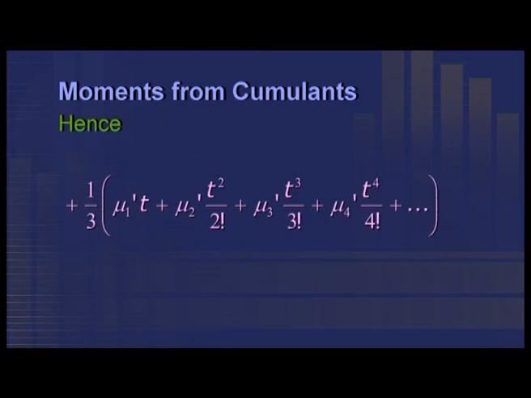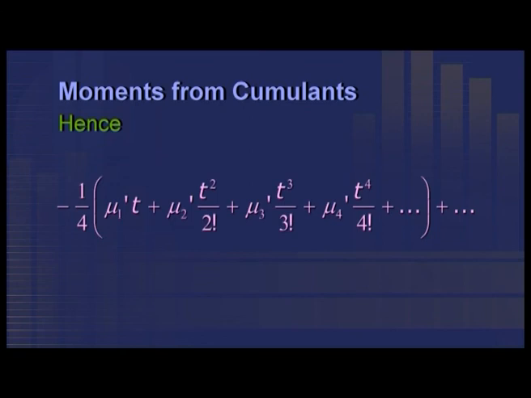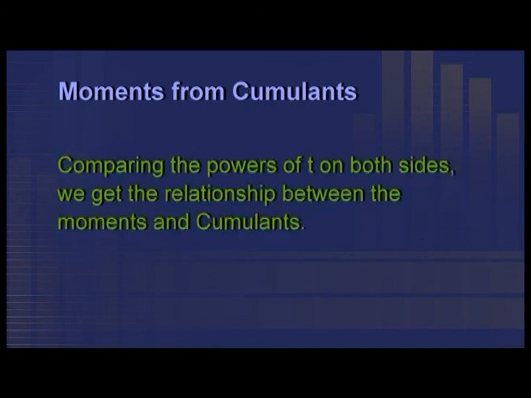minus 1 divided by 4 into the fourth power of mu1' t plus mu2' t squared divided by 2 factorial plus mu3' t cube divided by 3 factorial plus mu4' t to the power 4 divided by 4 factorial, plus and so on. Comparing the powers of t on both sides, we get the relationship between the moments and cumulants.